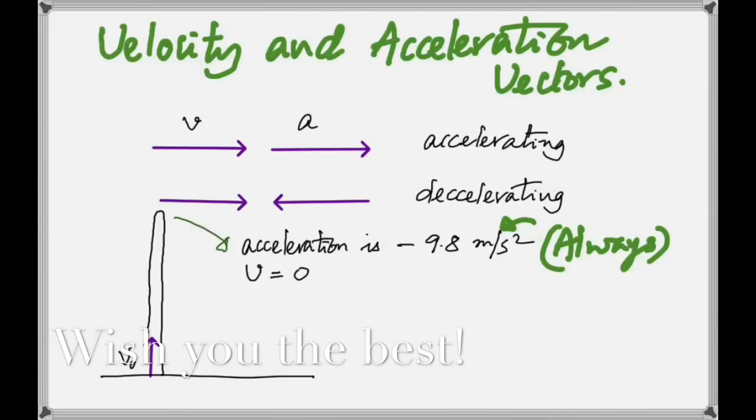Are you with me? So if I ask you a question like this, can an object have 0 velocity but yet have an acceleration? What would your answer be? Yes. Or if my question is the other way around, suppose I ask you, can an object have 0 acceleration but yet have a velocity? Yes.